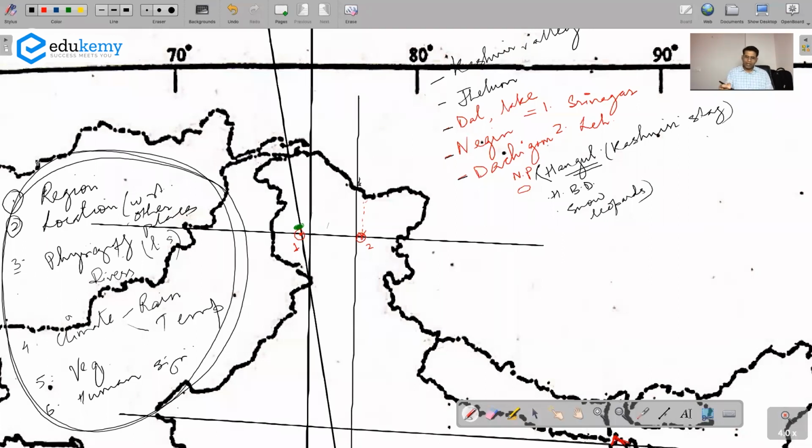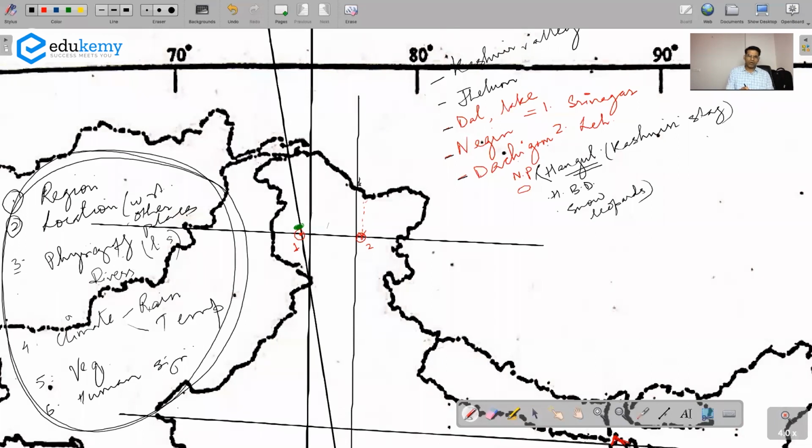Say, for example, you are asked to write about the Dachigam National Park. So the same format, okay? The Dachigam National Park, the region is Jammu Kashmir. The region is Himalayan region. Location, it is very near Srinagar or slightly north of Srinagar. The physiography is Himalayan landscape, mountainous areas, rivers very near River Jhelum or along River Jhelum and its watershed region.